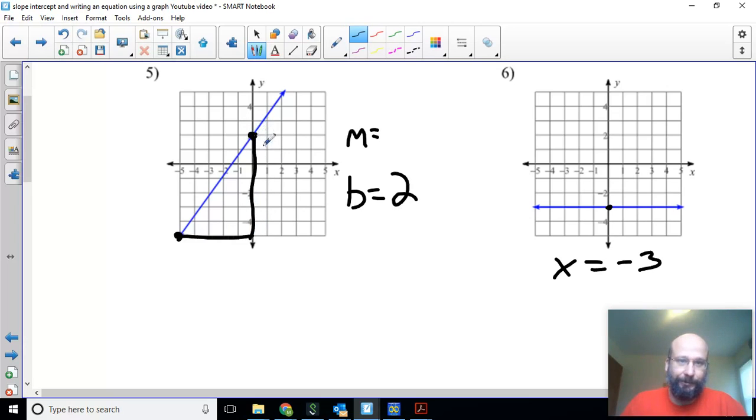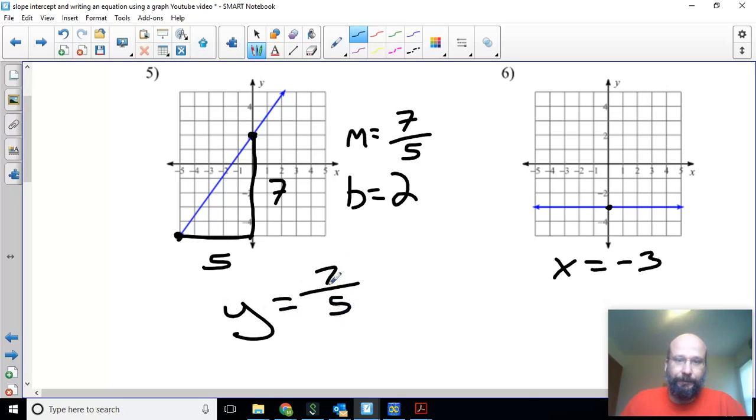So this is 0. So 1, 2, 3, 4, 5, 6, 7. 1, 2, 3, 4, 5. So our slope is 7 over 5. Our equation would be y equals 7 over 5 x plus 2.